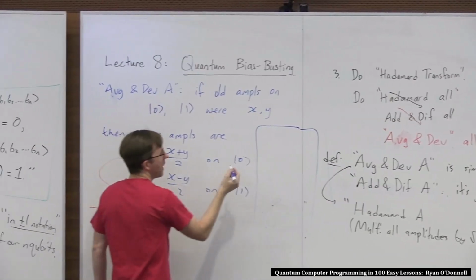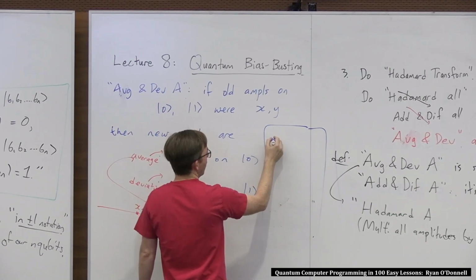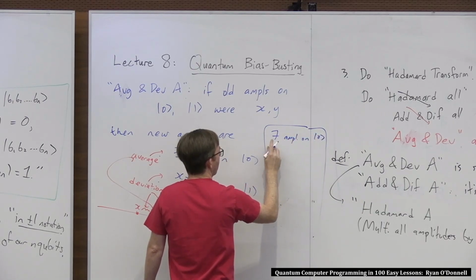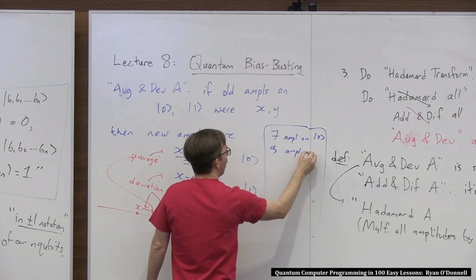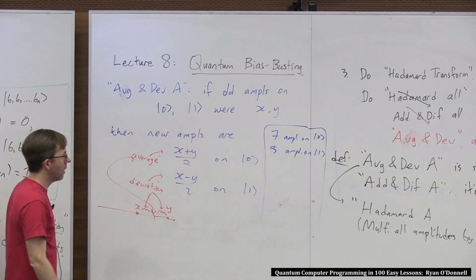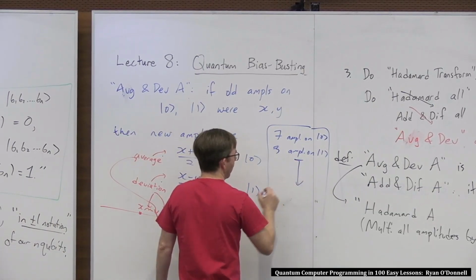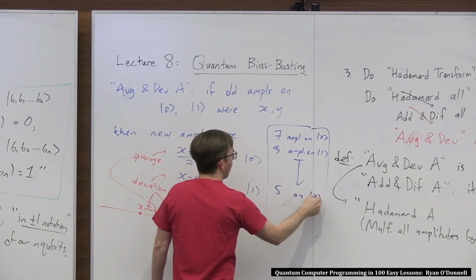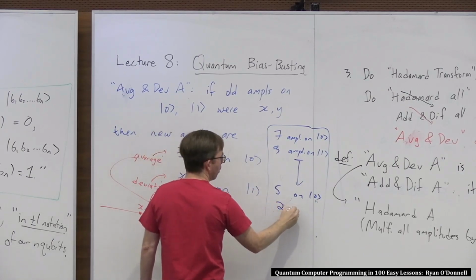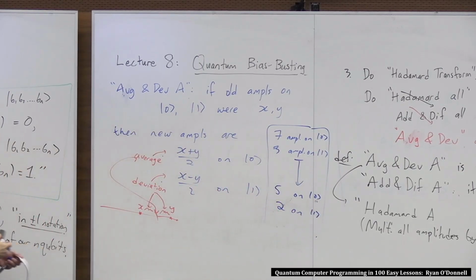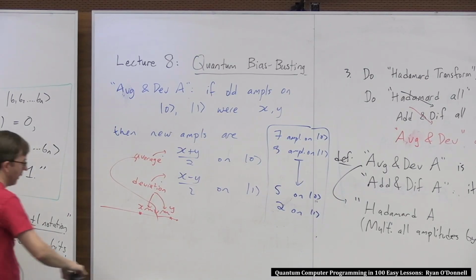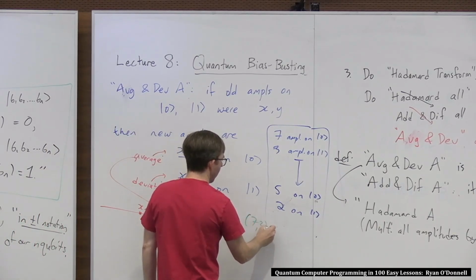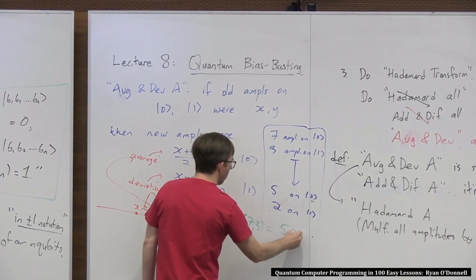Okay, so for example, let's say we had this state where the amplitudes were integers because we really went crazy with unnormalized states. Like if we had 7 amplitude on 0 and 3 amplitude on 1, definitely an unnormalized state. What happens after you do average and deviation? Well, the average of 7 and 3 is 5. And the amount by which these guys differ from the average is 2. Okay, so that's how it works. You can also think, oh, this is expressing the fact that 7, 3 is 5 plus or minus 2.